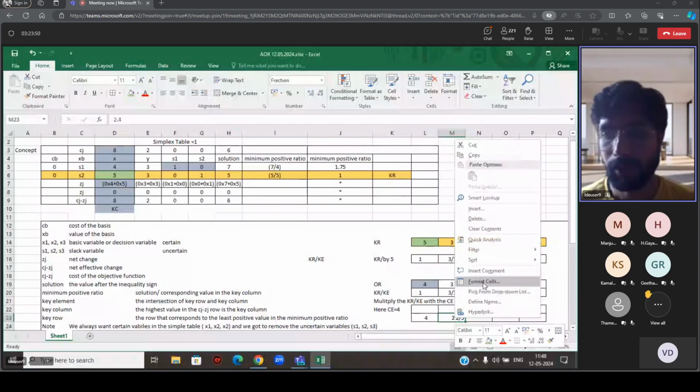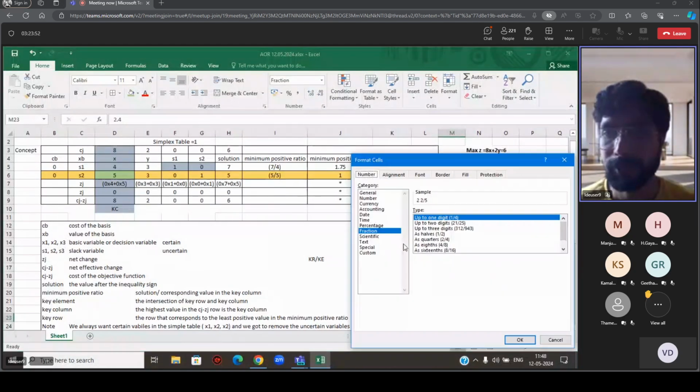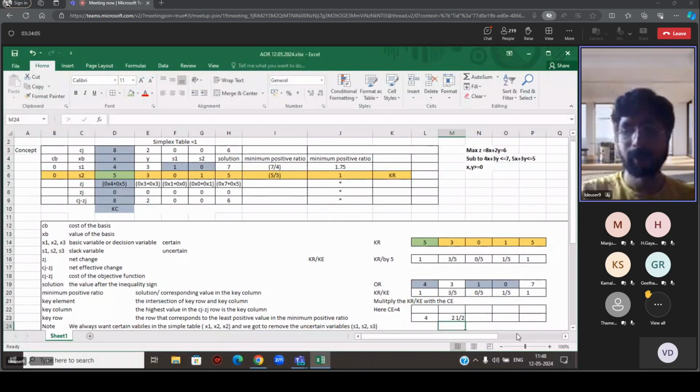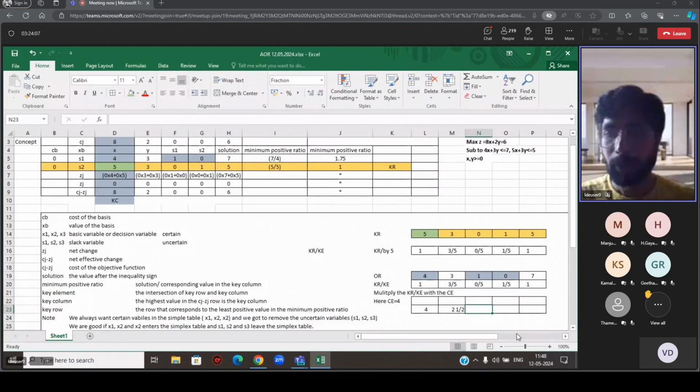Format cells, up to 2 digits. Let's see, or as halves. Just try it out, 12 divided by 5. Okay, it's giving the same thing. No problem. 12 divided by 5.